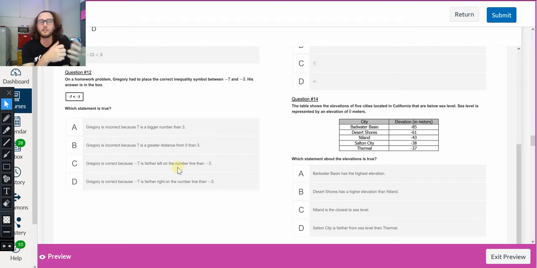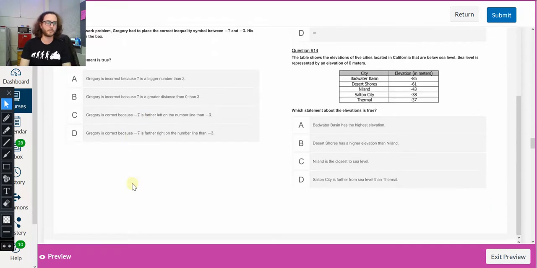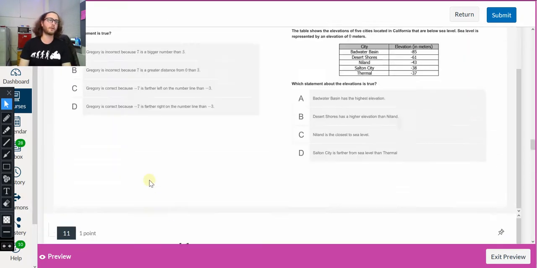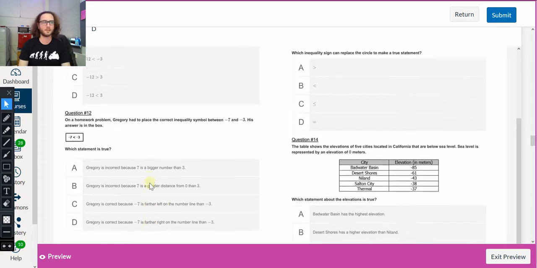Well, Gregory is correct. Negative 7 is less than negative 3. And that is because negative 7 is farther to the left than negative 3 on a number line. That would be the correct reasoning. Lower numbers are to the left on a number line.